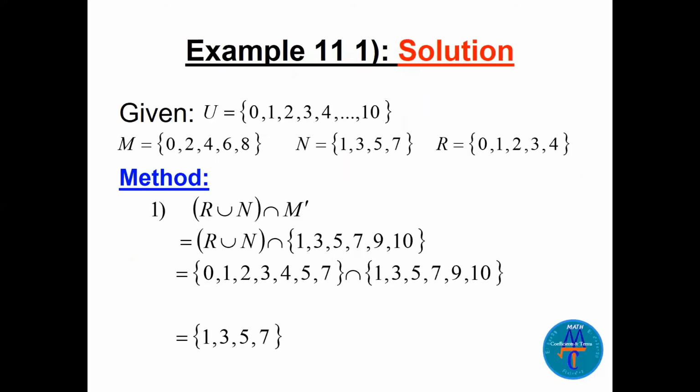Let's see. Again, I wrote the given here. You can see it in front of your eyes. R union N. So this is R and N. Together will be 0, 1, 2, 3, 4, 5, 7. Yes. M prime. See, M prime is in U, not in M. 1, 3, 5, 7, 9, 10. Find the intersection. Easy to find the intersection. Just look here. The numbers should be repeated in both sets. So 1, 3, 5, and 7.